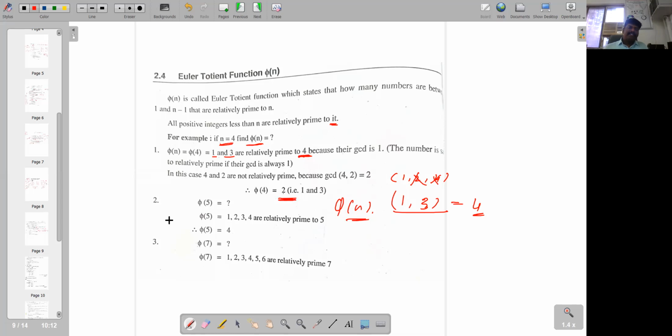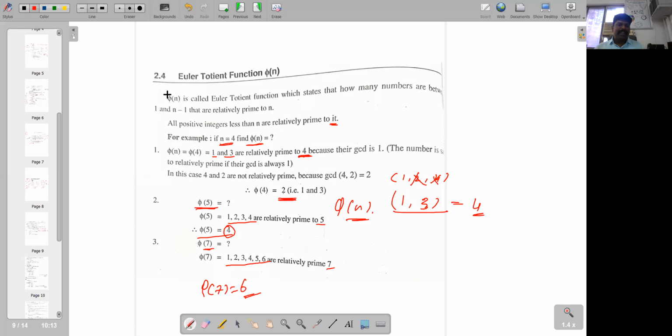Very similarly, phi of 5, the relatively prime numbers for 5, are 1, 2, 3, 4. So there are 4 numbers, and the final count is 4. Again, phi of 7: 1, 2, 3, 4, 5, 6. All these 6 numbers are relatively prime to 7. So phi of 7 is equal to 6.